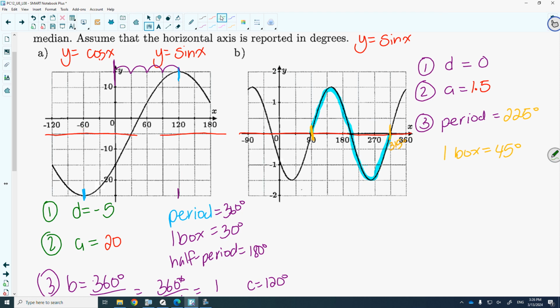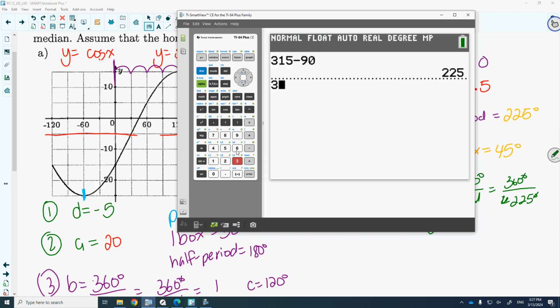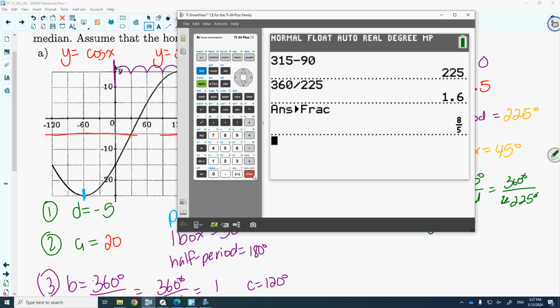Now, period is used to get the B value. So B is 2 pi divided by period, but it tells me that this one is in degrees. So it's 360 degrees divided by the period. 360 degrees divided by 40, nope, period is 225. B is equal to 360 divided by 225, 1.6, or math one fraction, 8/5.